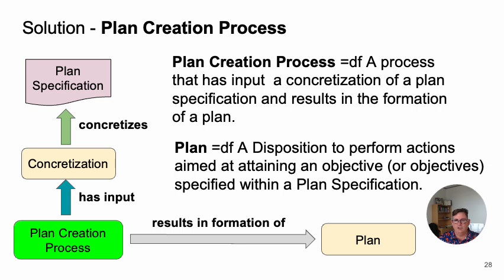Our second solution is to create ontology terms for representing the creation of the agent's plan. Similar to COB, we represent the agent's plan as a realizable entity, but rather than representing the plan as a concretization, the agent's plan is the result of a plan creation process that uses or inputs the concretization of the plan specification and forms or outputs the agent's plan.